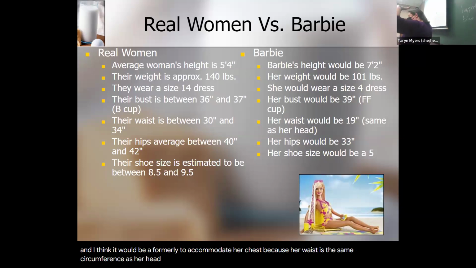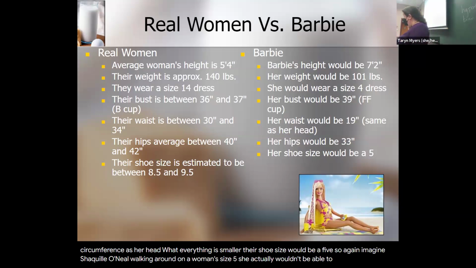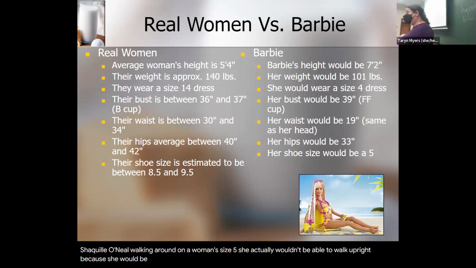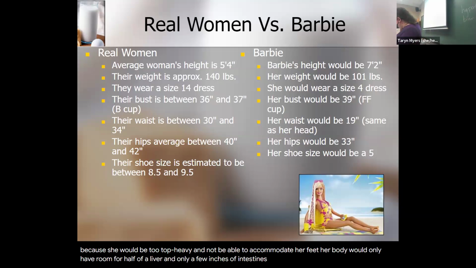Right? If you're trying to do that to yourself, you're like, what? Everything is smaller. Her shoe size would be a 5. So again, imagine Shaquille O'Neal walking around on a women's size 5. She actually wouldn't be able to walk upright because she would be too top heavy and not be able to accommodate her feet. Her body would only have room for half of a liver and only a few inches of intestines as opposed to the usual 26 feet. So the results would be chronic diarrhea and death from malabsorption and malnutrition.